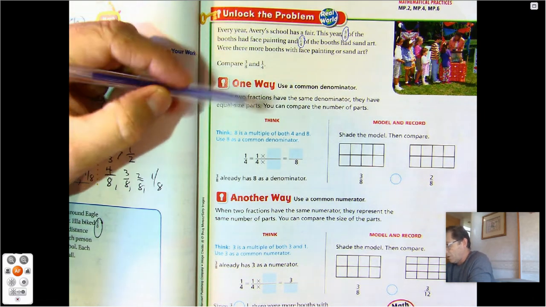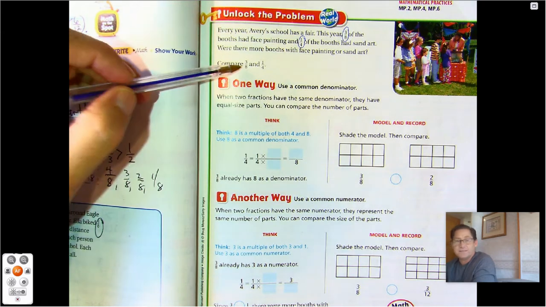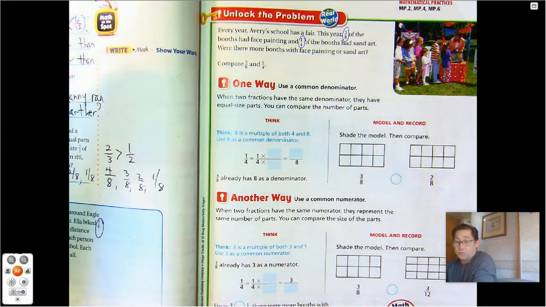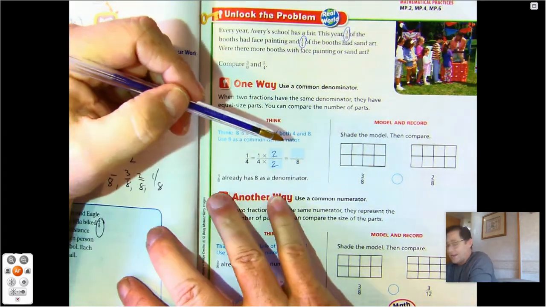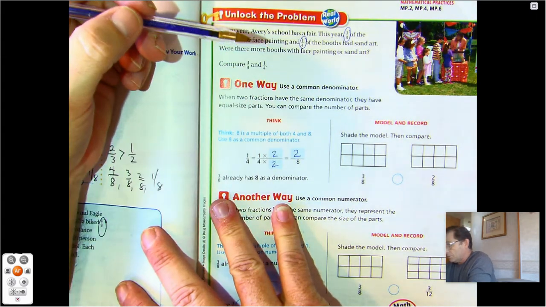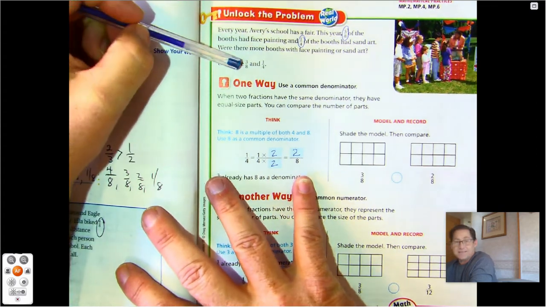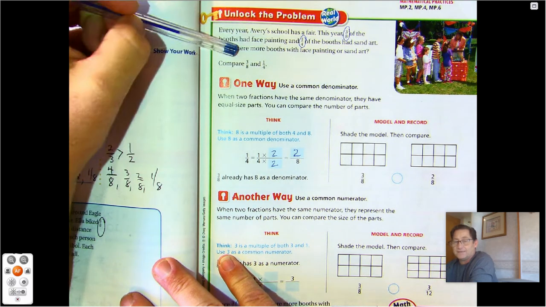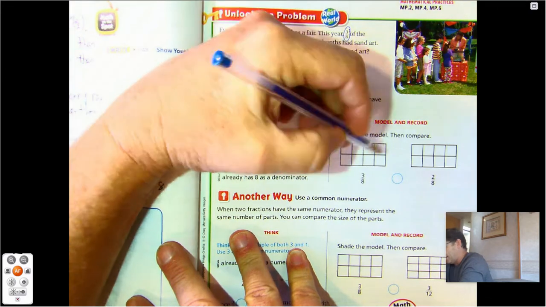All right, so think, 1/4 times what would give us a denominator of 8? 4, 8, 2, right? Okay, so 4 times 2 is 8. 2 times 1 is 2. So 2/8 is less than 3/8. So that means 1/4 is less than 3/8. And we can also shade that in to show that.